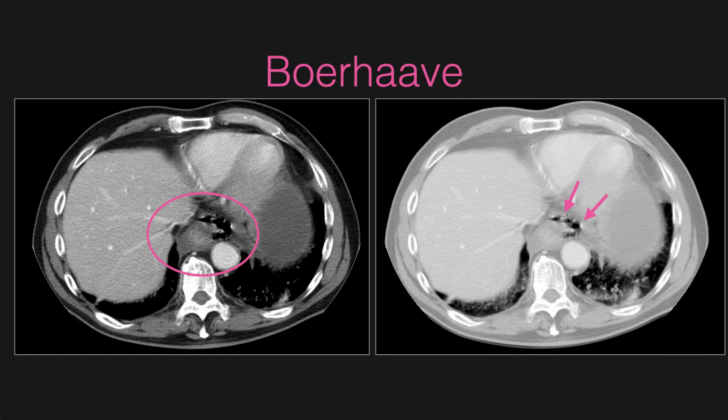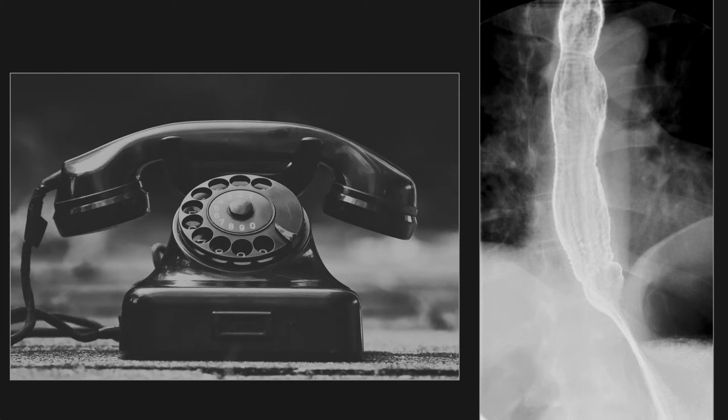In the emergency setting, things can get a bit stressful when the esophagus is thick and has air outside of the lumen. This is an example of esophageal perforation as a result of repeated vomiting, also known as Boerhaave syndrome. And we all know what follows that diagnosis: a request for a fluoroscopic esophagram.